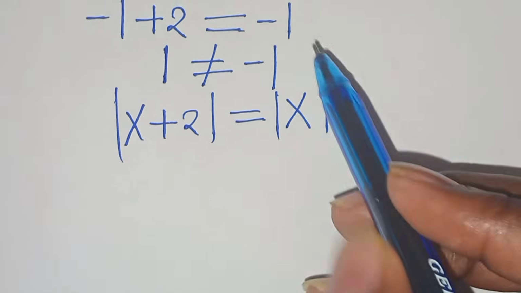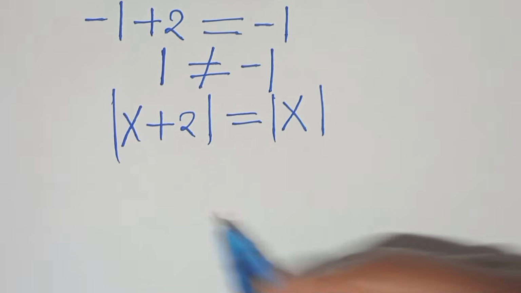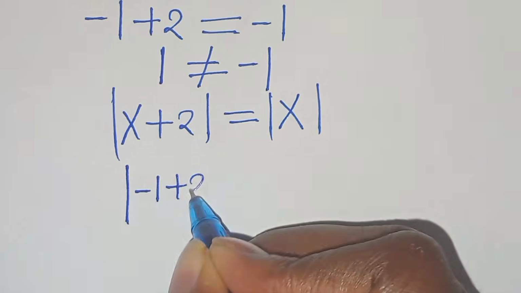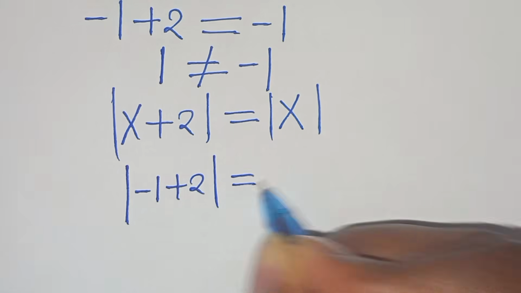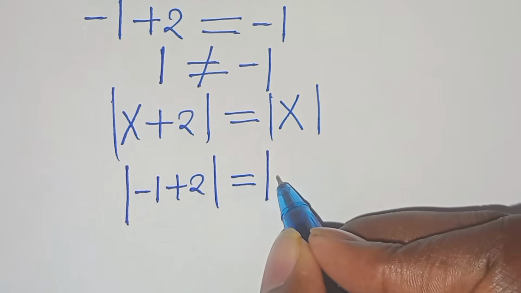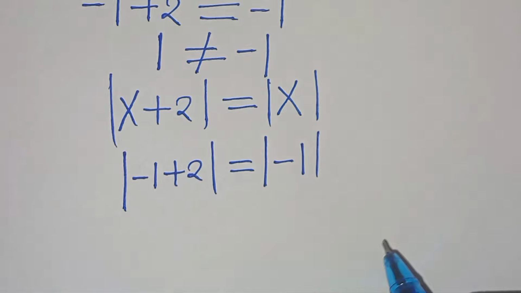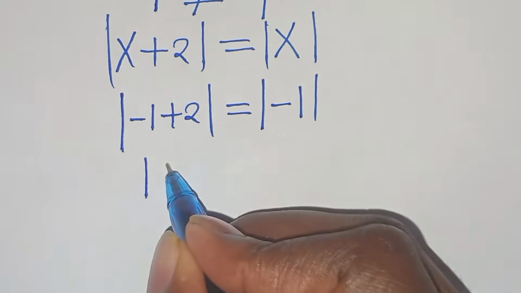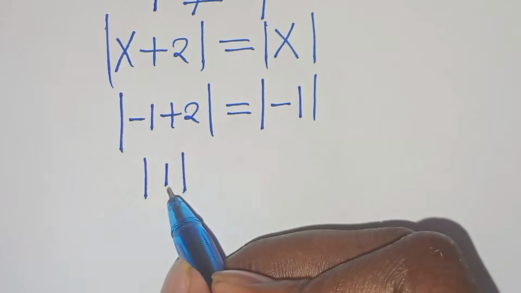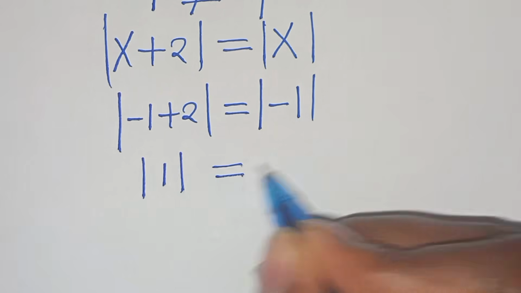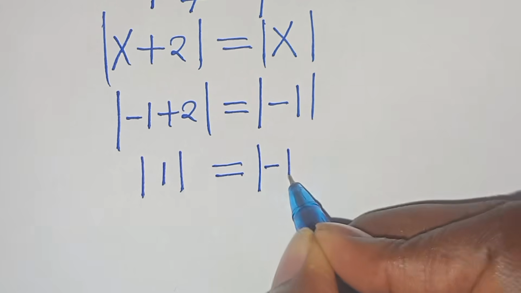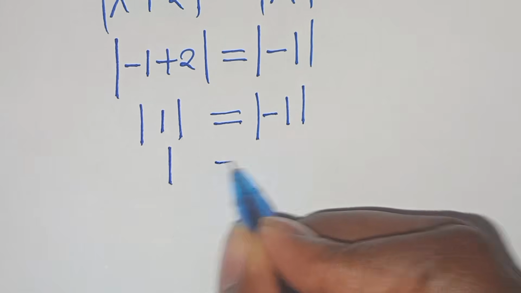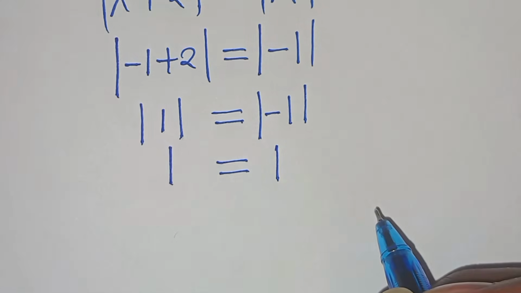Substituting x, which is minus 1, here we have the absolute value of minus 1 plus 2, equal to the modulus of minus 1. In this case, minus 1 plus 2 is 1, equal to the modulus of minus 1, which is 1. And this means that 1 is equal to 1.